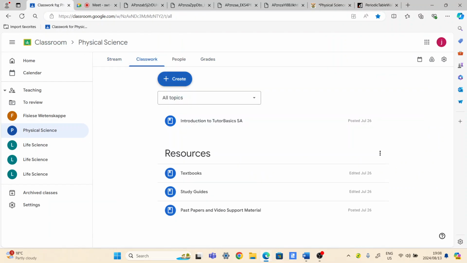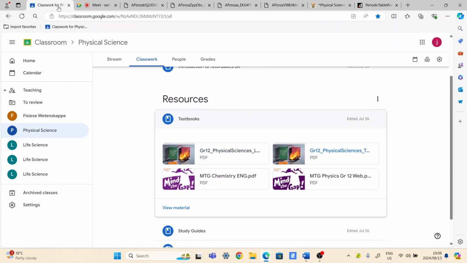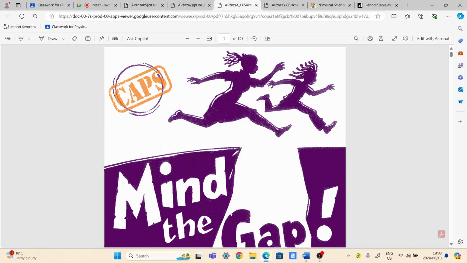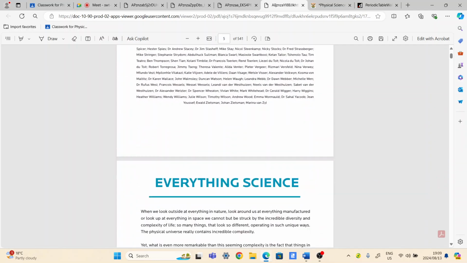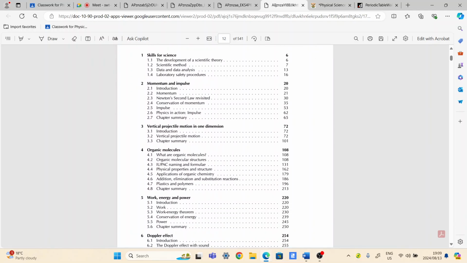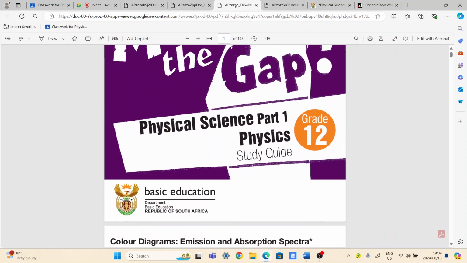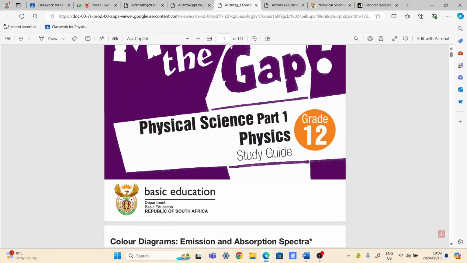So with regards to classwork, your textbooks over here, this is the one for the learners, so you will use this textbook if you want a full detailed view. I think I have it open here. That's the teacher's guide. Where is it now? This one. So here's your textbook basically. Try and move to the contents page. And then what I would prefer to use is the CAPS guide. Here is one for chemistry and the one for physics.